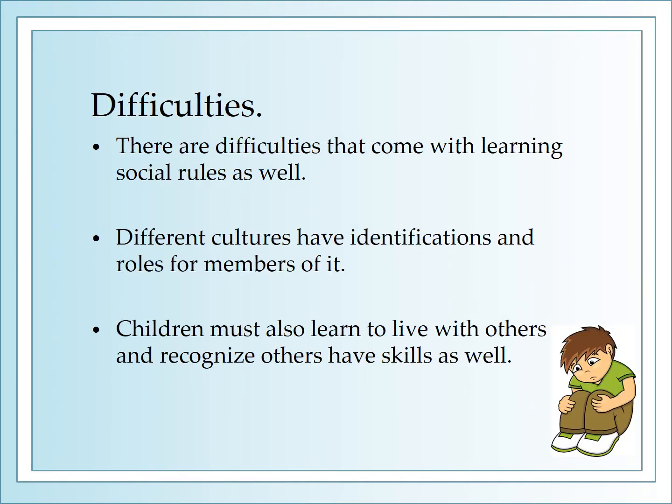There are difficulties that come with learning social rules as well. Different cultures have different identifications and roles for members of it, and children must also learn to live with others and recognize others have skills as well. For example, if a child is playing baseball and they strike out, and then the next player comes up and hits a home run, that might be hard for a younger child to understand. How come I couldn't do that? How come I struck out? How come my friend is better than me at baseball? That might be hard for them to learn and live with. Even a student getting a better grade than someone, sometimes that's hard to understand as well.